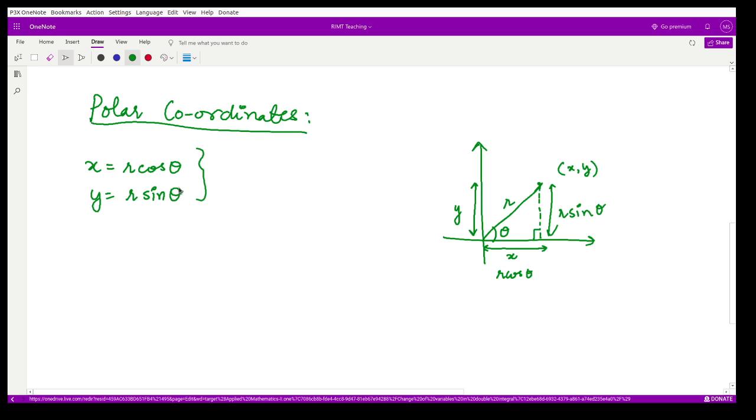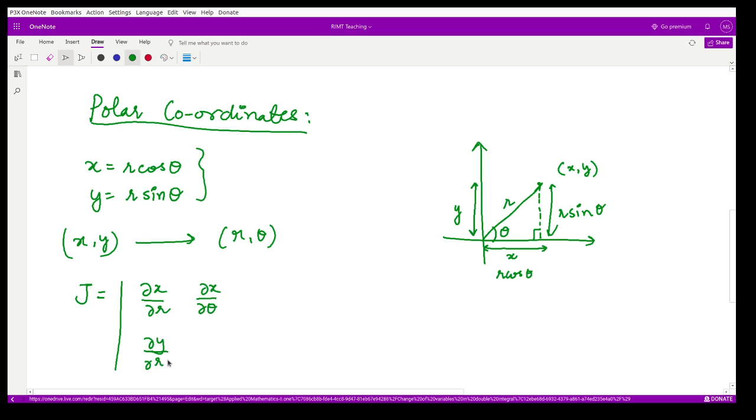So in this case you have the relationship between x, y and r, theta. That means you are now moving from the xy system to the r theta system. So in this case, what is the Jacobian? The Jacobian would be given by the relation del x by del r, del x by del theta, and then del y by del r, del y by del theta. So now we can compute these quantities.